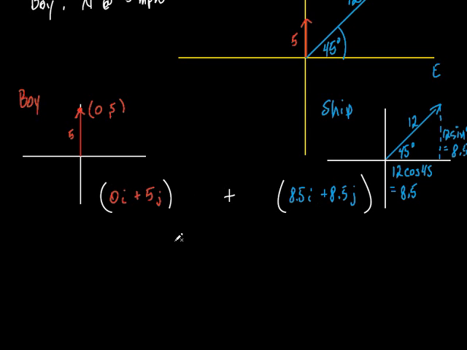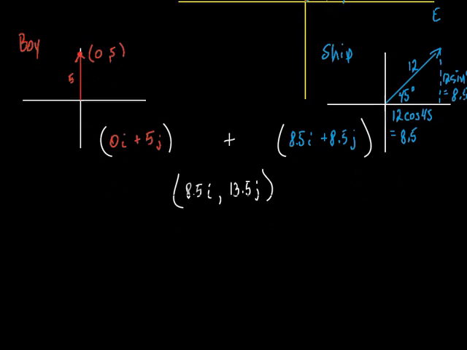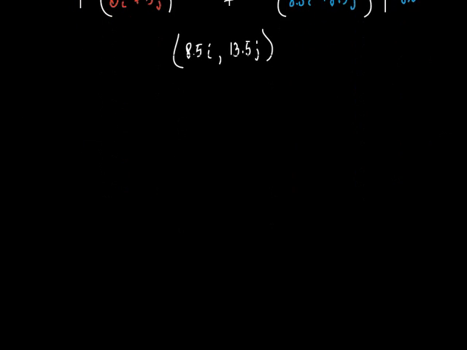So 0 plus 8.5, 8.5. And then 5 and 8.5, what's that, 13.5? Okay, and that's j. And there you go. But that doesn't give us the magnitude and the direction, does it? That's the component form of it, but guess what we're going to have to do now? We're going to have to take this component form and change it into a magnitude and a direction.